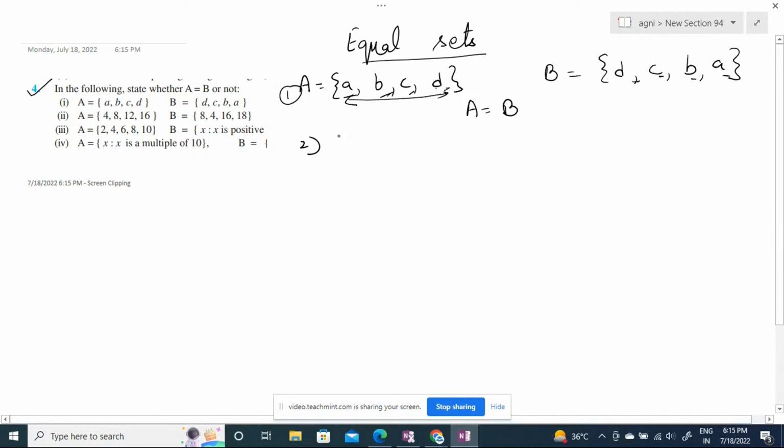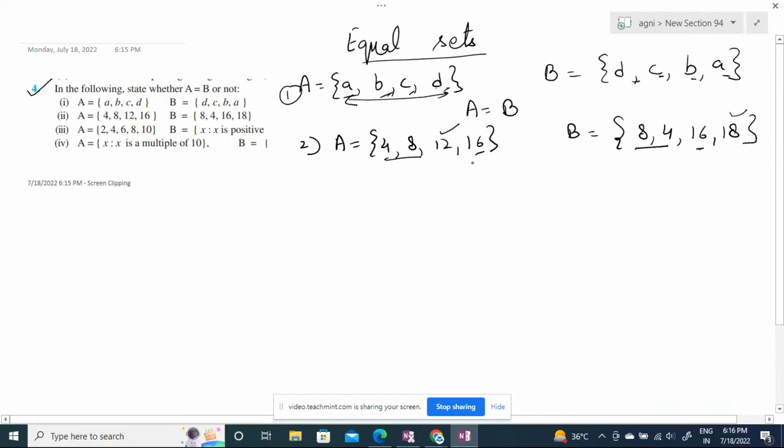Now second one, set A has 4, 8, 12 and 16. Set B we have 8, 4, 16 and 18. Now here we can see that we have 4 and 8 and 16 also. But 12 and 18, these are different to each other. But the number of elements of A and the number of elements of B, they are equal, 1, 2, 3 and 4. And here also we have 1, 2, 3 and 4.